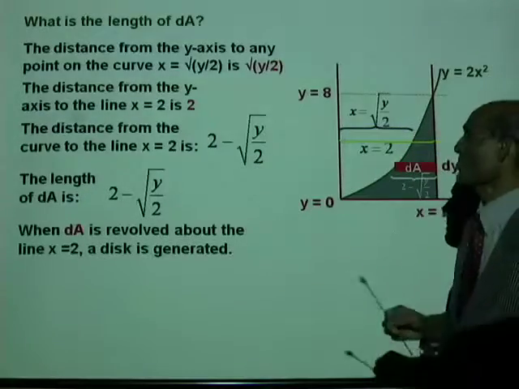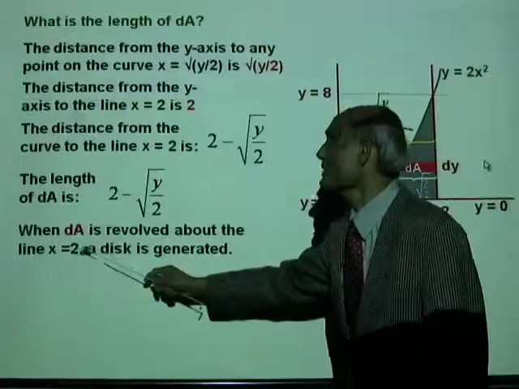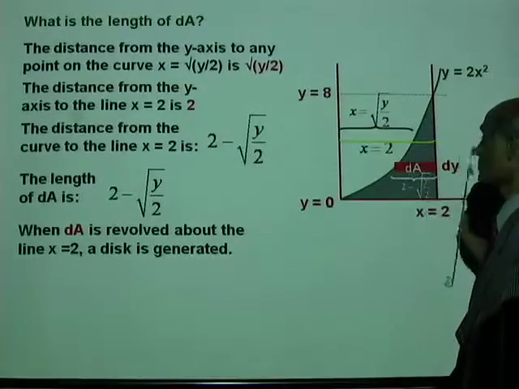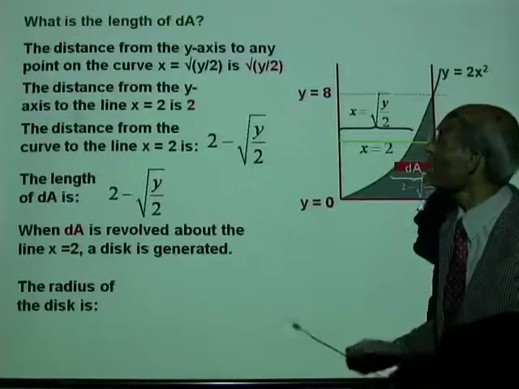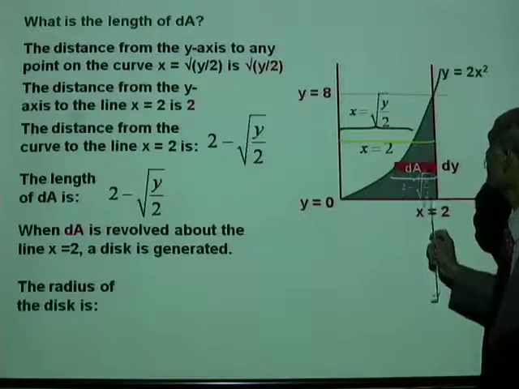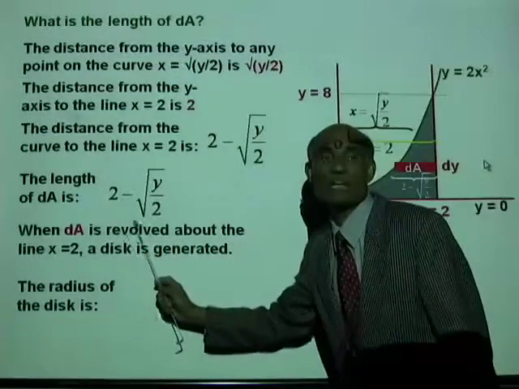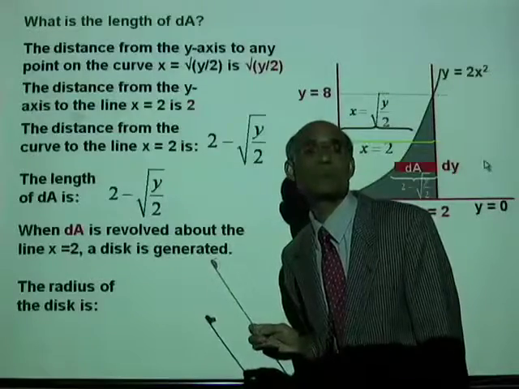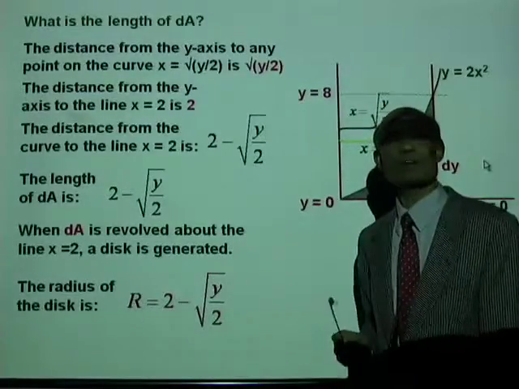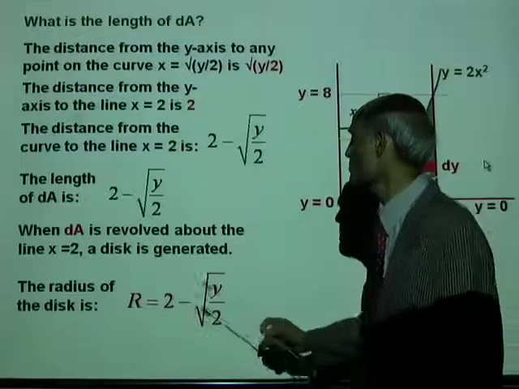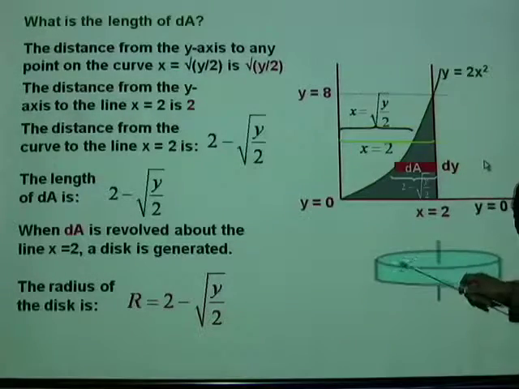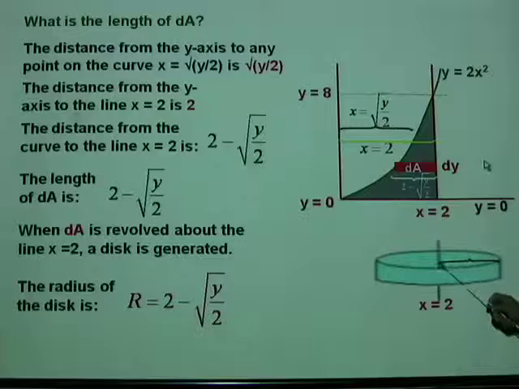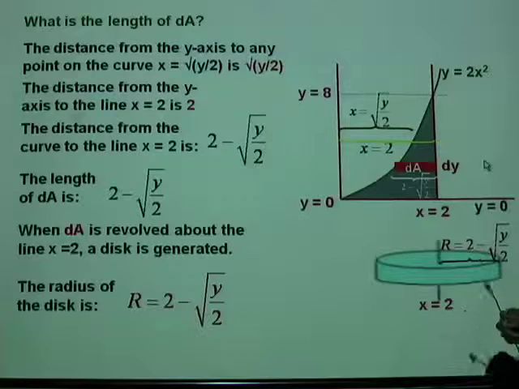Alright, there we go. When dA is revolved about the line x equal to 2, we generate a disk. And what is the radius of that disk? The radius of that disk is this distance which we just obtained. This is therefore the radius of the disk generated. So uppercase R, the radius of the disk, is 2 minus square root of y over 2. Alright, that's the disk that is generated. This is the line x equal to 2. The radius of that disk is 2 minus square root of y over 2.